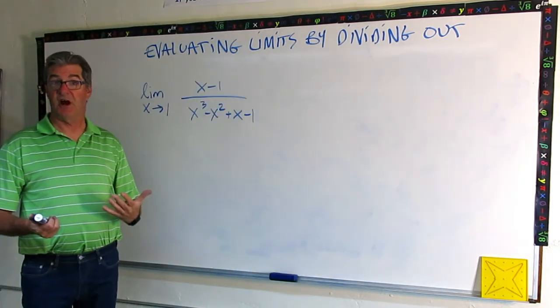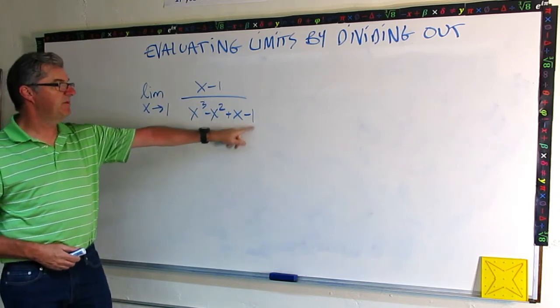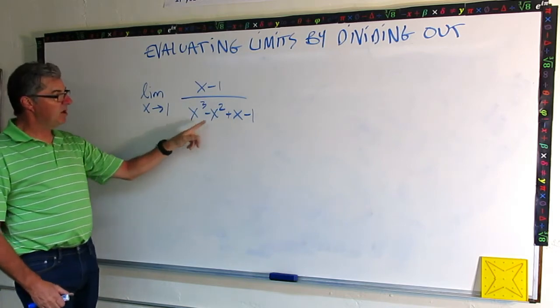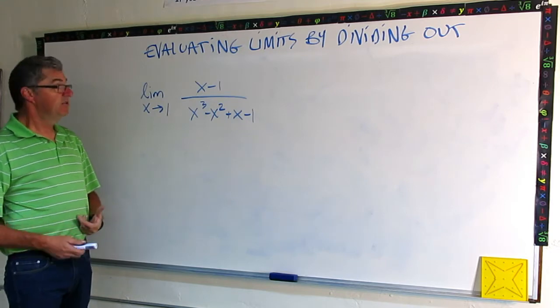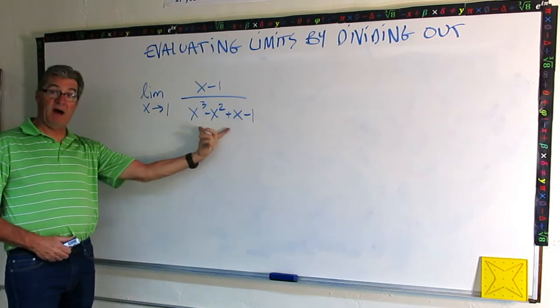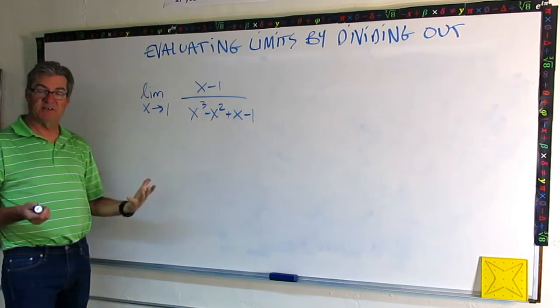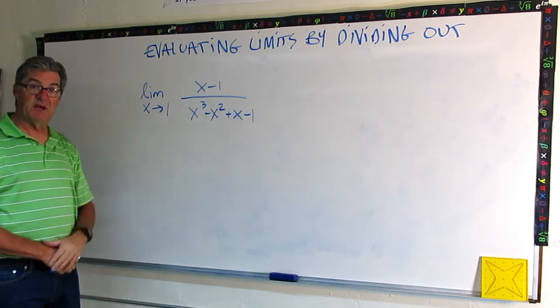Okay, here's one for you to try. x minus 1 over x cubed minus x squared plus x minus 1. And you're going to notice that our limit is as x approaches 1. If I plug 1 in for x here, the bottom goes to 0. I can't do direct substitution. So what I'm going to need to do is factor my bottom and find an x minus 1 term in here so I can do some canceling, and then I can take a look and see if I can evaluate by direct substitution. So pause the video, give this one a try.